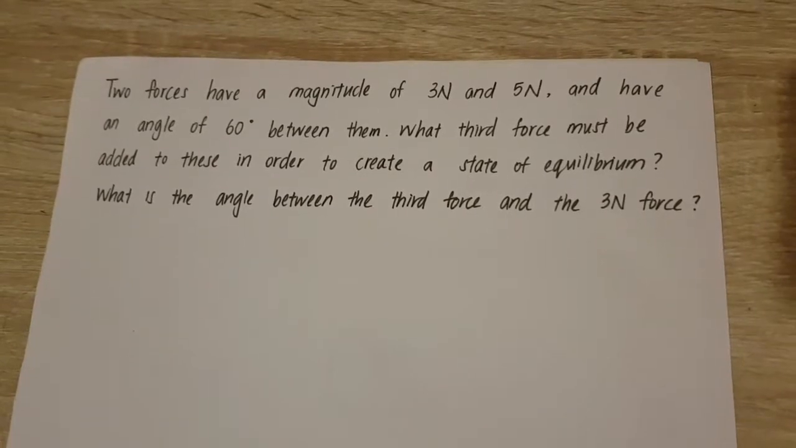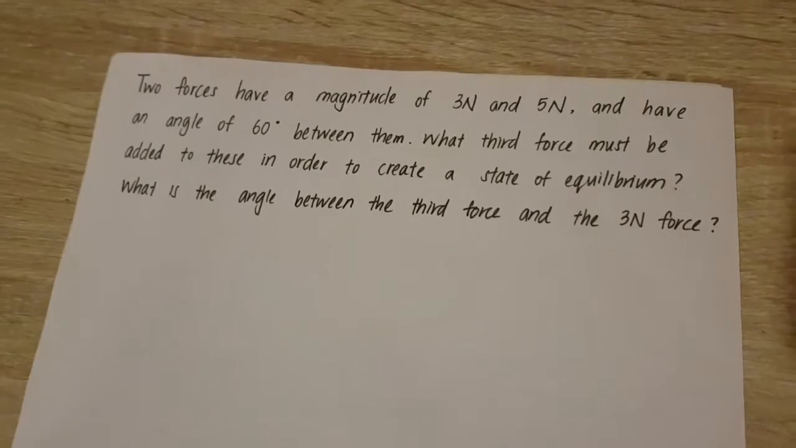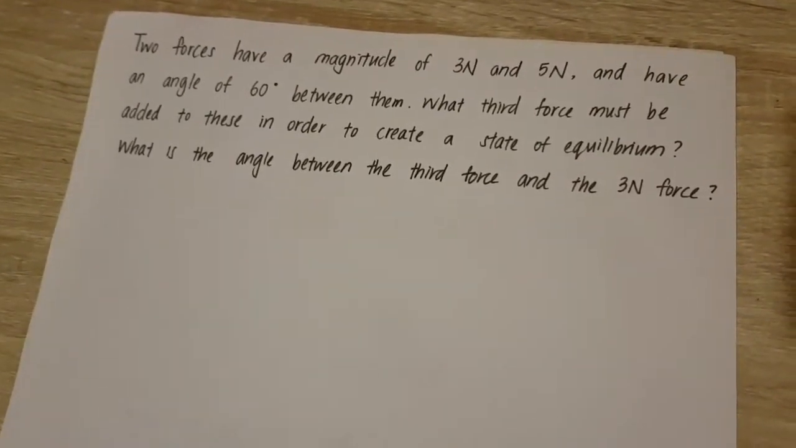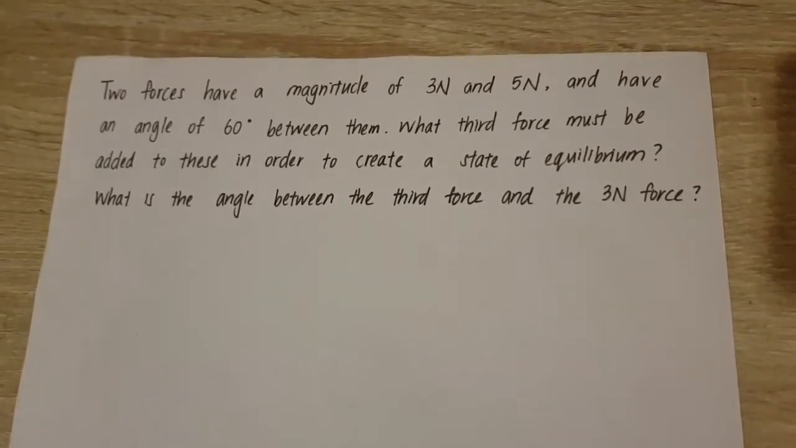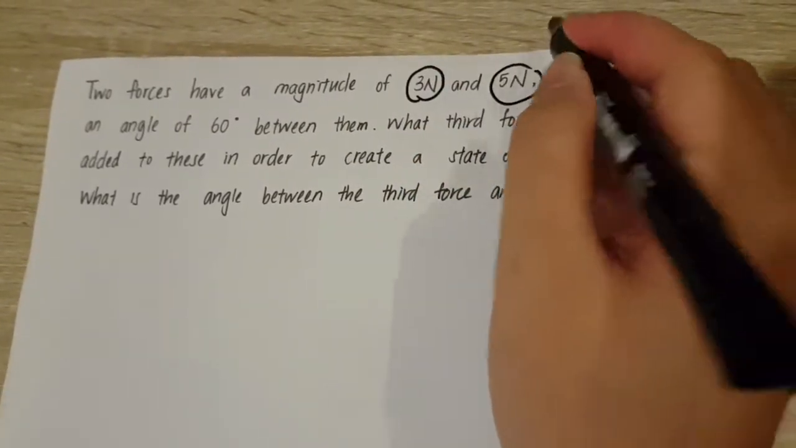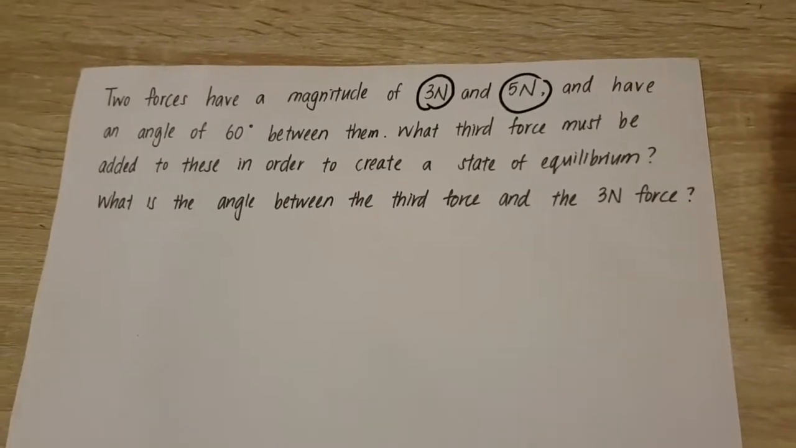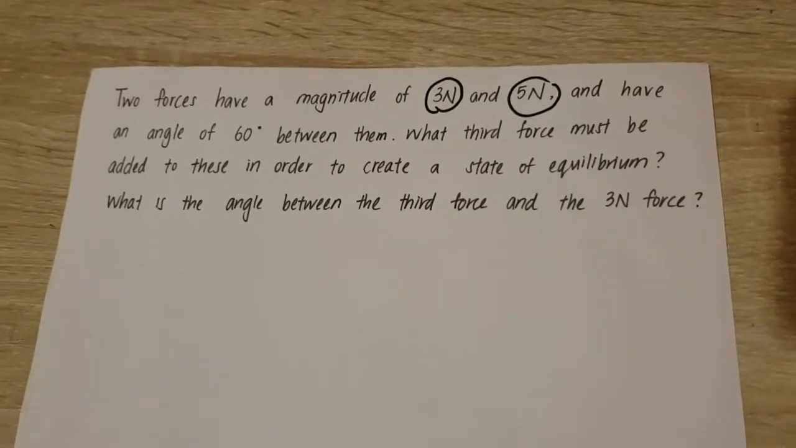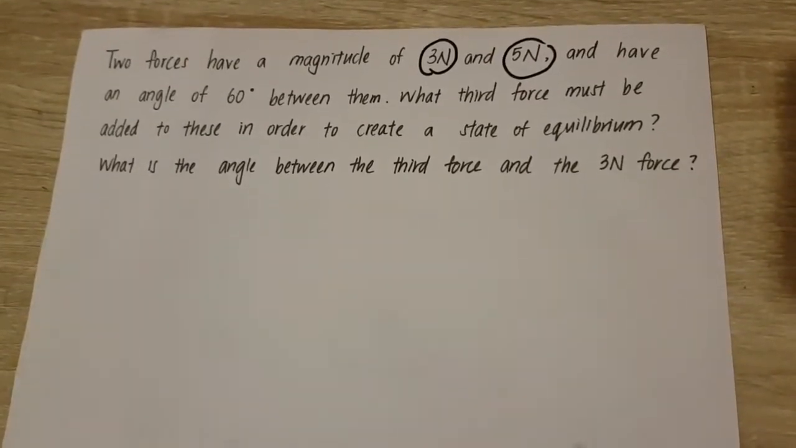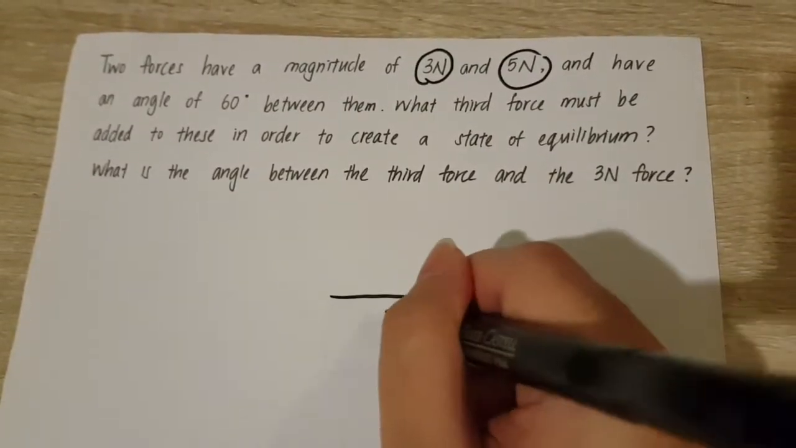So, let's start drawing the arrow vector diagram. We have two forces, which is 3 Newton and 5 Newton. And since the last statement is to find an angle between the third force and the 3 Newton force, I'm going to take the 3 Newton force along the horizontal. So this is 3 Newton.